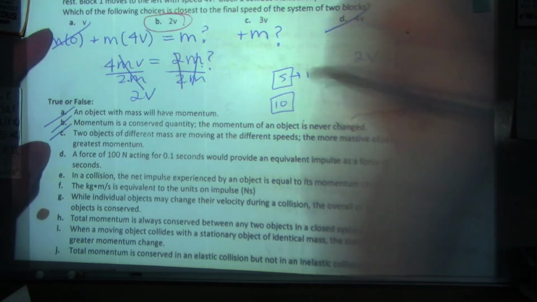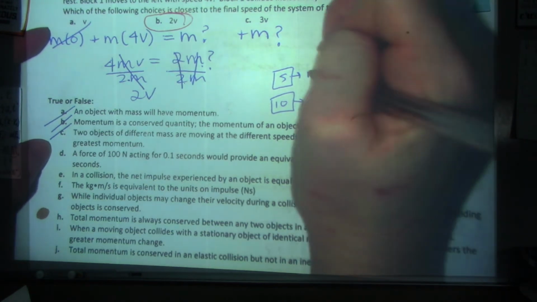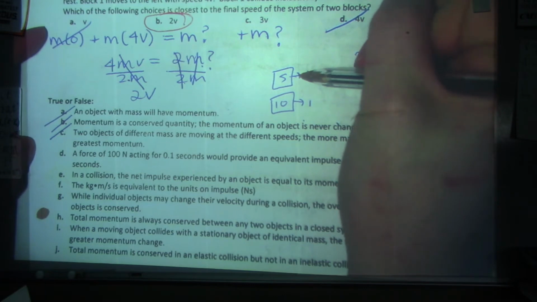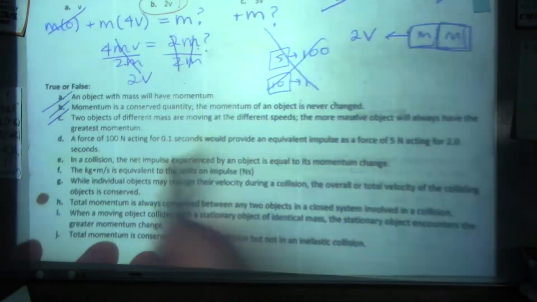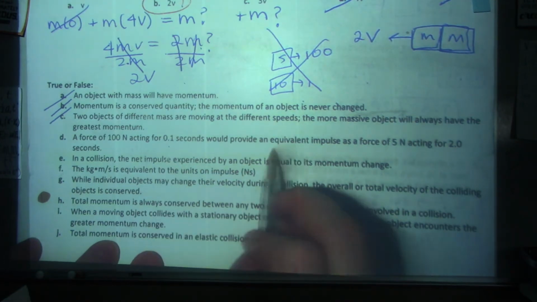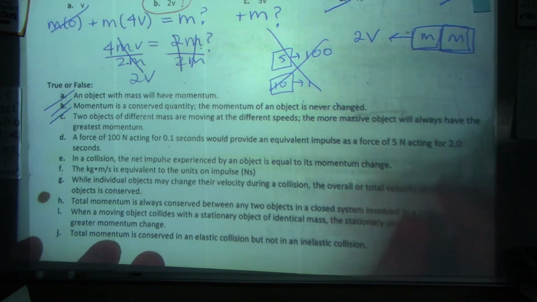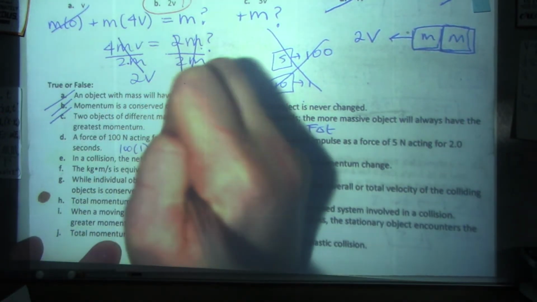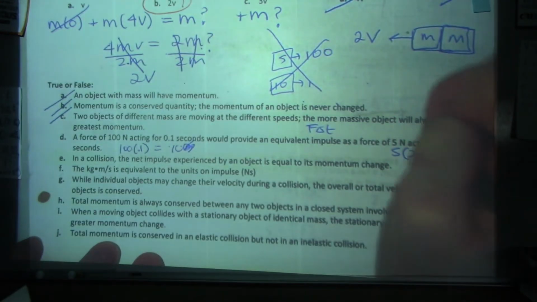If this is going at 1 meter per second, or wait, the more massive. If this is going at 1 meter per second and this is going at 100, this would be more massive, but this would definitely have more momentum. So, not always true. A force of 100 newtons for 1 second would provide an equivalent impulse for a force of 5 times 2 seconds. Well, let's think about impulse is F delta t, so 100 times 0.1 is just 10. And then 5 times 2 is again 10.